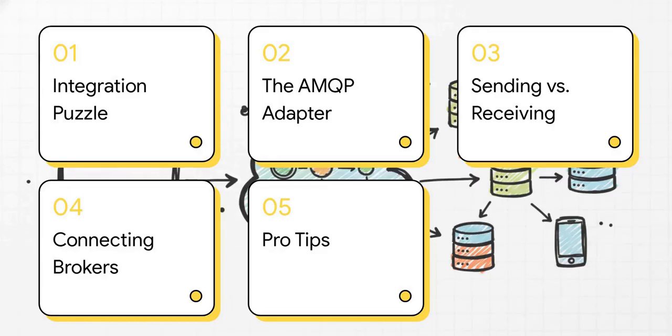So here's our game plan. We're going to start with what I call the integration puzzle. Then we'll meet our hero, the AMQP adapter. After that, we'll get into the nitty-gritty of how it sends and receives messages, see who it can talk to, and wrap up with some pro tips to make sure your setups are rock solid.